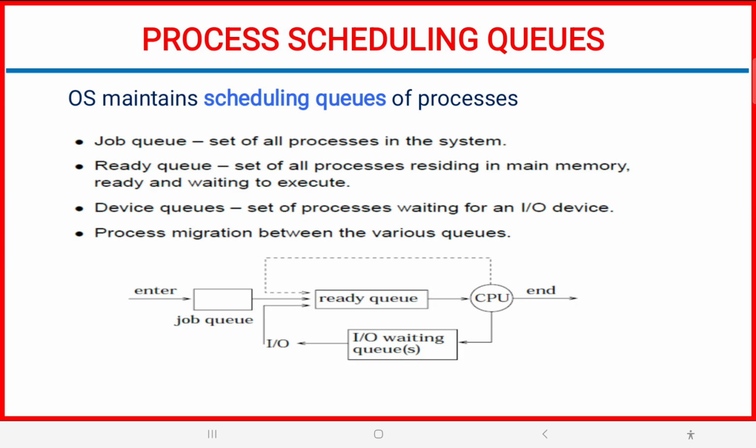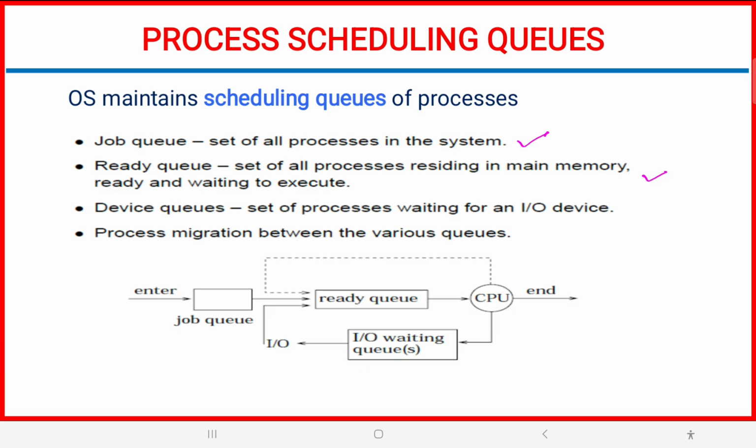Basically, the OS maintains scheduling queues of processes. The job queue contains the set of all the processes that are in the system. The ready queue contains the set of all the processes that are residing in the main memory. These processes are waiting for execution. The moment the CPU is allocated to them, the execution of the process begins and the process moves from the ready state onto the running state. Running state means the allocation of CPU is done to that process.